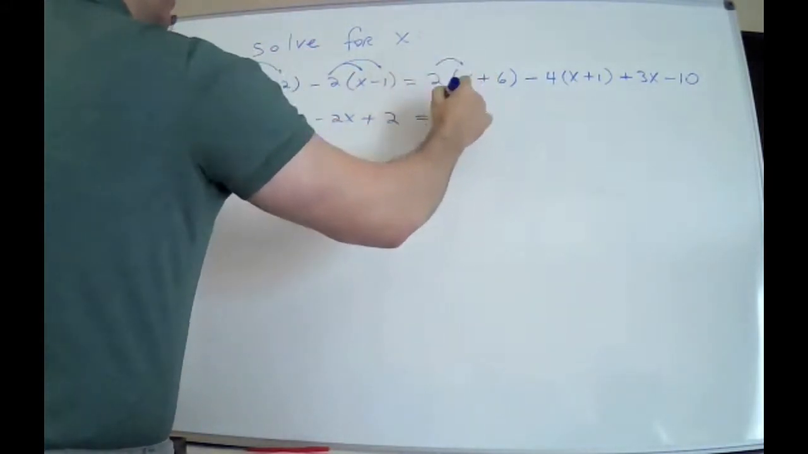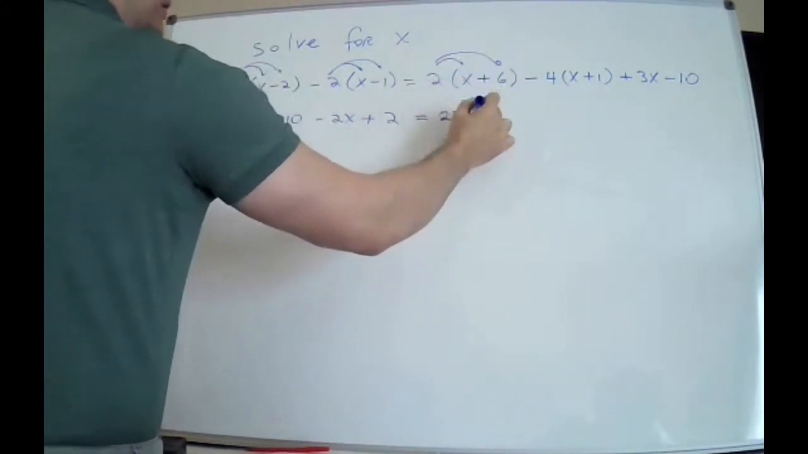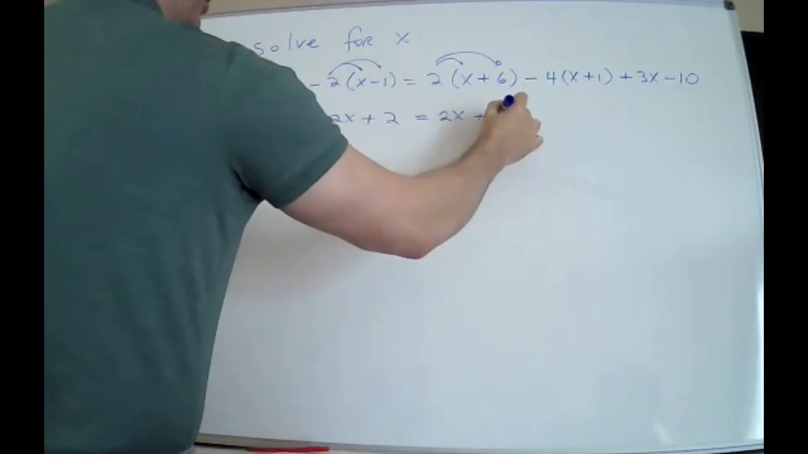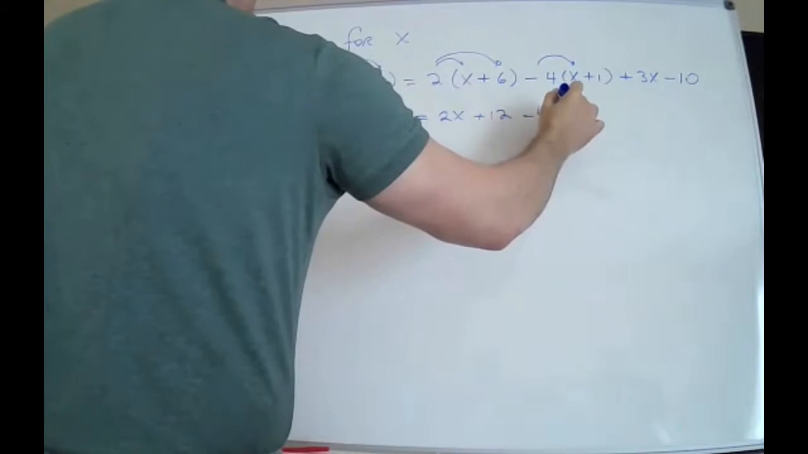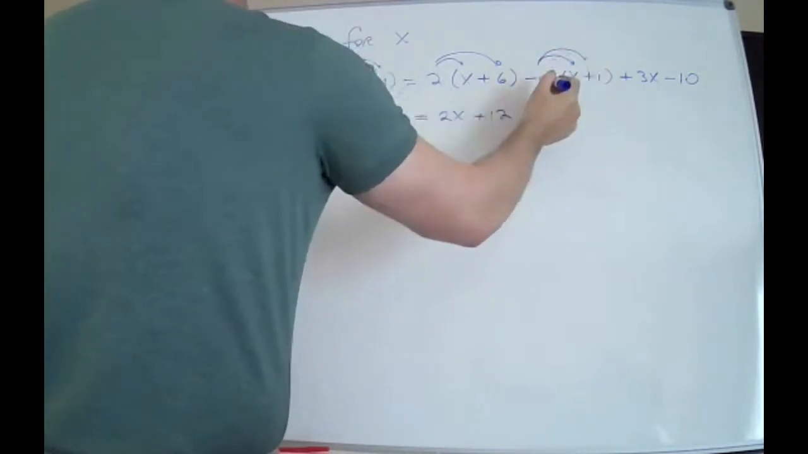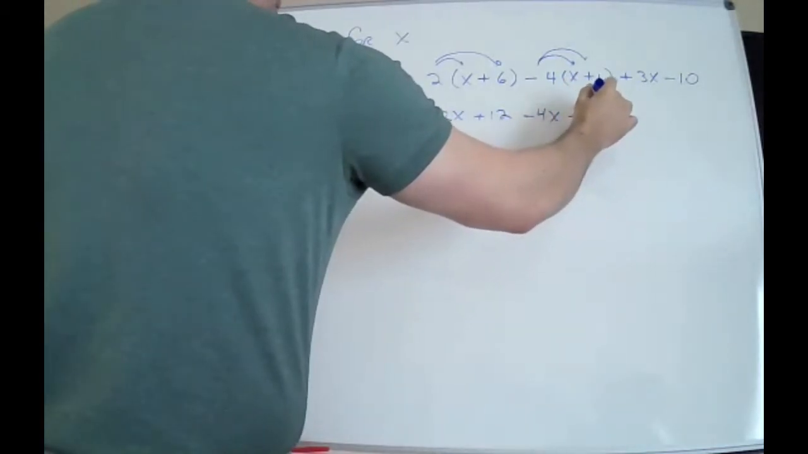I'm going to do 2 times x. And then I'm going to do 2 times 6. It's positive and positive, so it's positive. 2 times 6 is 12. Now I'm going to do -4 times x. This is what you got to do one at a time. And then a negative times a positive, -4 times +1 is -4.